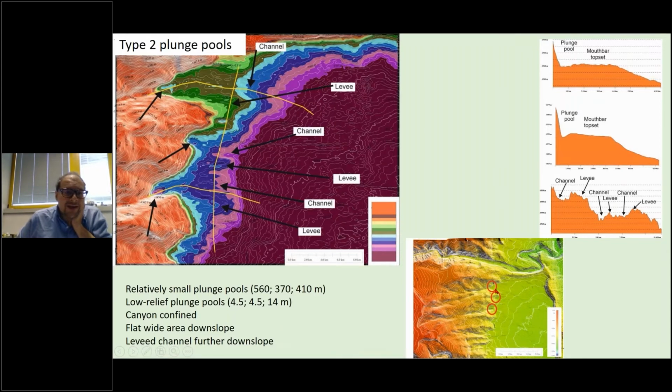These are located at the canyon mouth, and you see that they are not really at the canyon mouth, but they are still confined within the canyon. Further downslope, these pass to a leveed channel that you can see in this transversal profile along this yellow line. You see the channel and the equivalent levee.